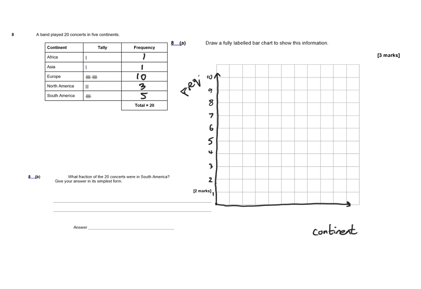And then what's our first one? Africa. And it is a frequency of 1. There we go. It's discrete data, so I don't want blocks joined up. Asia is also 1. Europe is 10 gigs there.